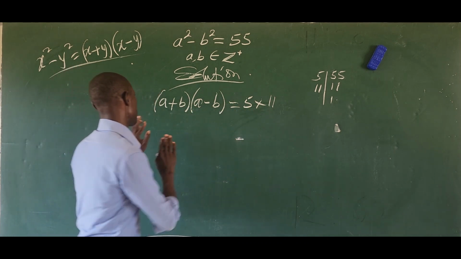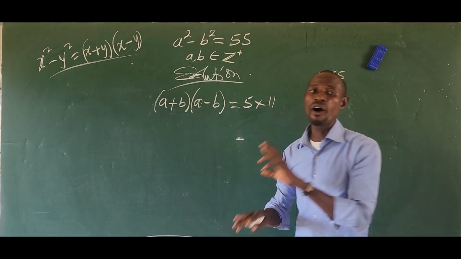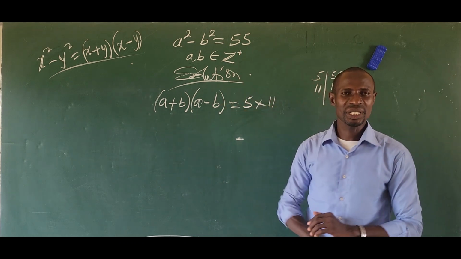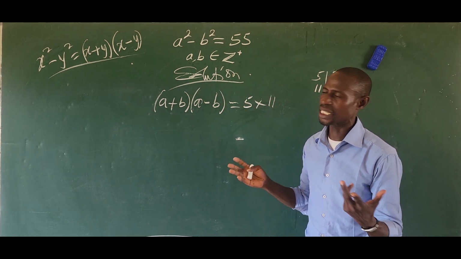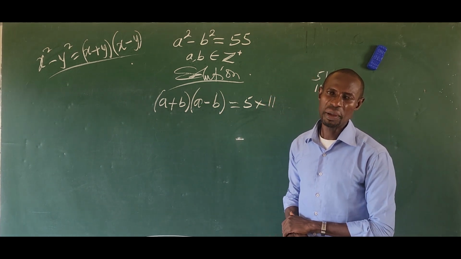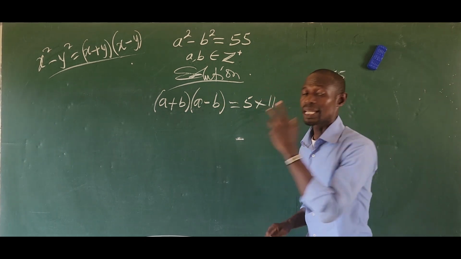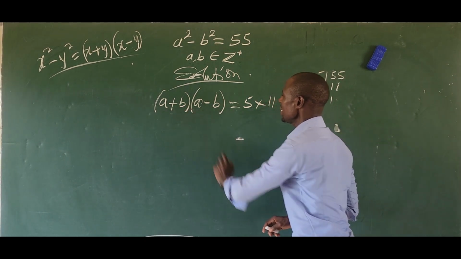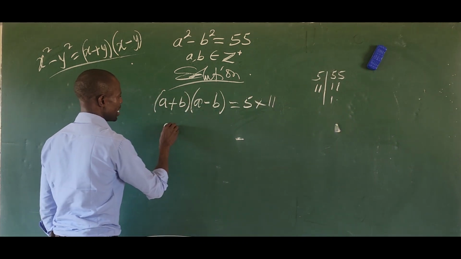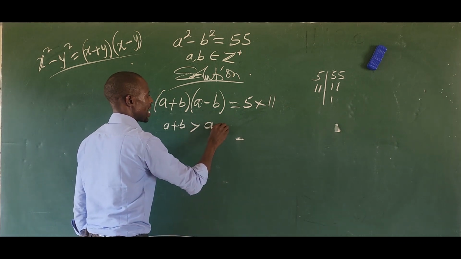But look at what we have here. We are having a here and a here, and b here and b here, of the same value. Since we are told that a and b are positive integers, we cannot have b to be negative, neither can we have a to be negative. That will change the system. So with this condition given, it implies that a plus b is greater than a minus b. So let's put that condition down: a plus b is greater than a minus b.